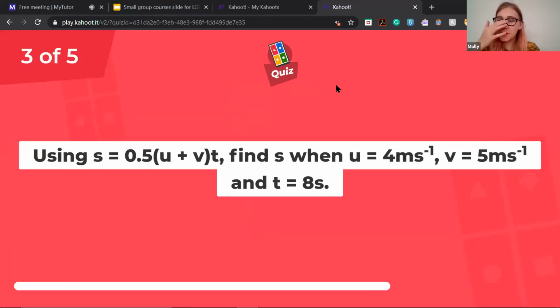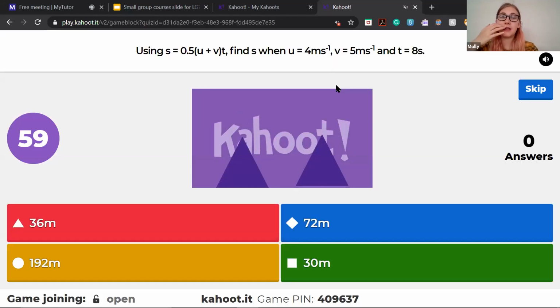Okay, one equation that we didn't actually use in this one. So S is 0.5 times U plus V, all of that times by T. We want to find S. So again, just another substituting them in.